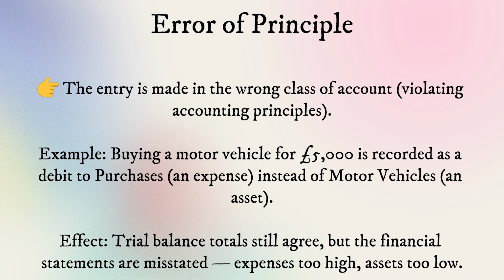Next, we've got error of principle. This is where the entry is made in the wrong class of account, therefore violating accounting principles. An example would be you've bought a motor vehicle for £5,000 and that's been recorded as a debit to purchases, an expense in the income statement, when it should have been posted to motor vehicles, which is an asset. So here, again, numerically that has been posted, but it's been posted to completely the wrong class of account. So it's been posted in the income statement instead of the balance sheet. The trial balance is still going to agree, but the financial statements have been misstated because expenses are too high and assets are too low. So that's what an error of principle is.